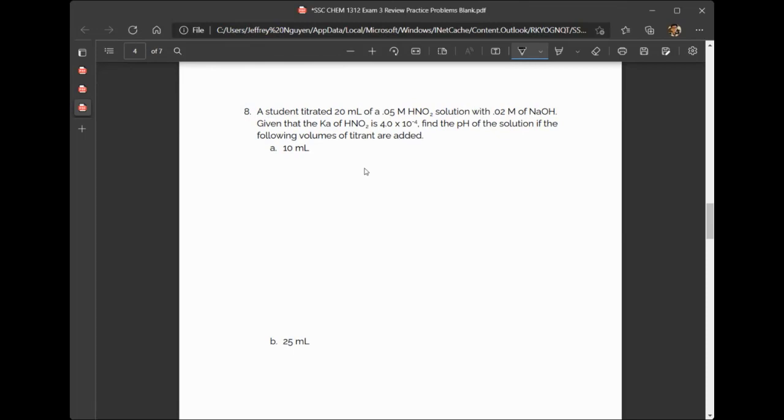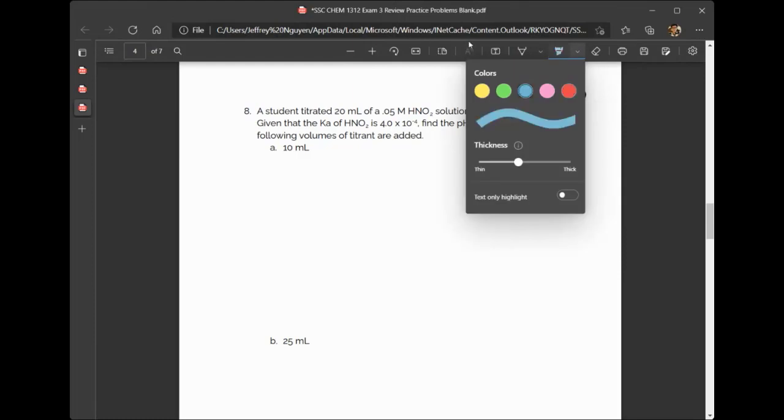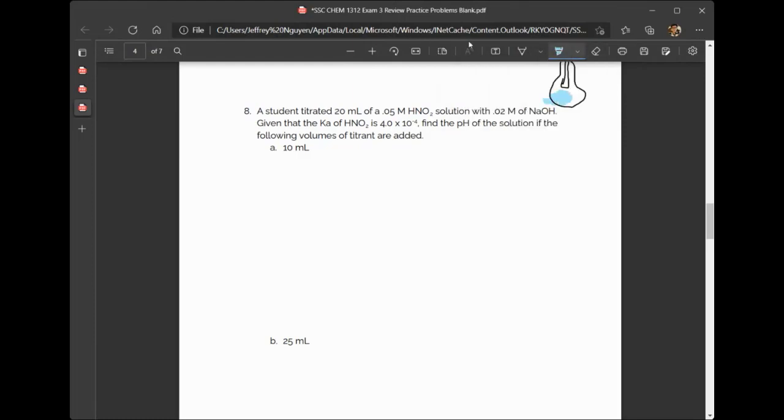Okay, so a student titrated 20 ml of 0.05 M HNO2 solution with 0.02 M of NaOH. Given that the Ka of HNO2 is that value, find the pH of the solution if the following volumes of titrant are added. Let's draw what's going on, because I feel like if we draw it, it'll be super easier. In these problems, we have the analyte and the titrant. Let's call the analyte this blue color. We'll draw that in here. And then we have the burette, we can say, pink.